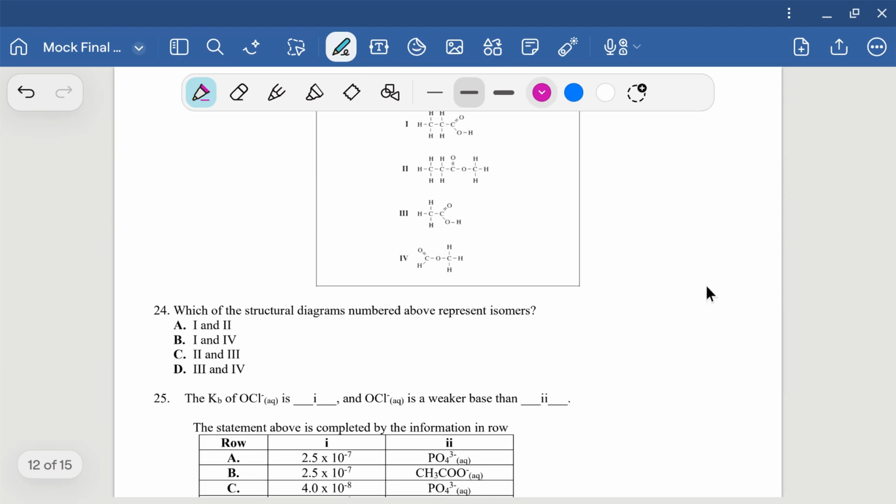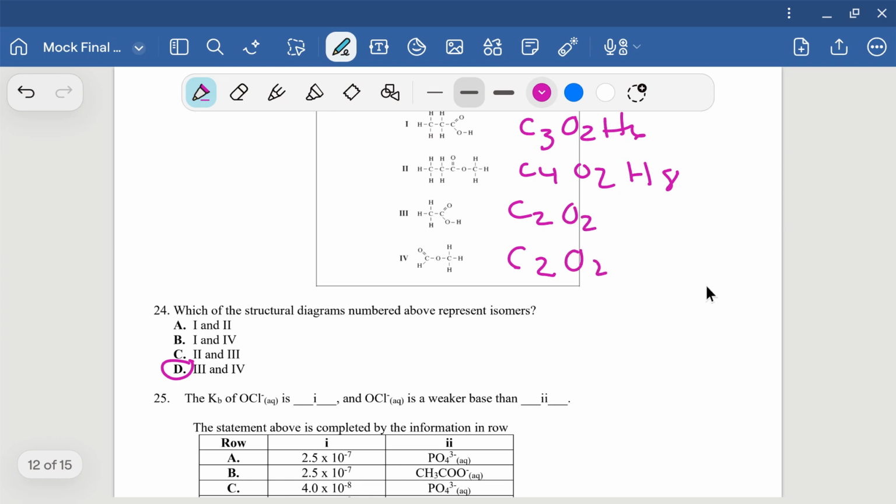Asking about isomers. If you are an isomer, you have the same formula. So we would go through each of these and see what we have. So this first one, C3O2H6. And then going through the next one, you have C4O2H8. Then we have a C2 and a C2. So the only possibility here was 3. And both of these have 2 oxygens and I think it was 4 hydrogens. Yes. So just knowing what an isomer is.